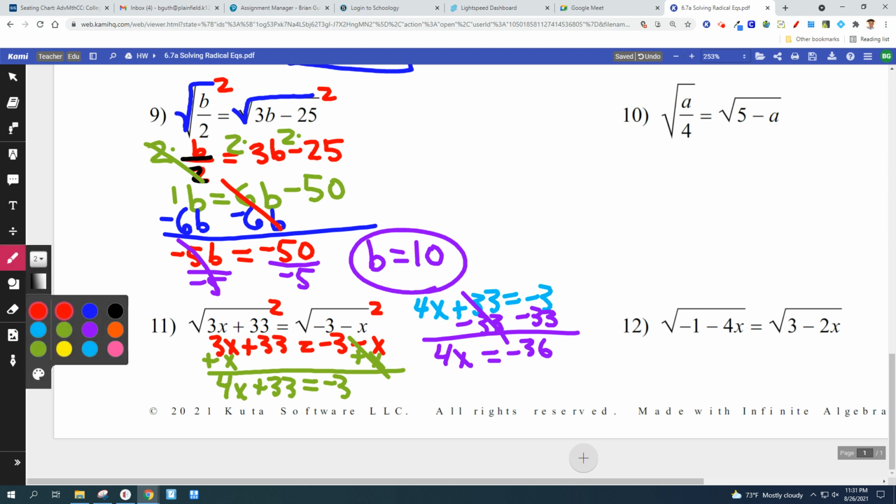I'm going to divide by 4 to get x by itself. Looks like x equals negative 9.